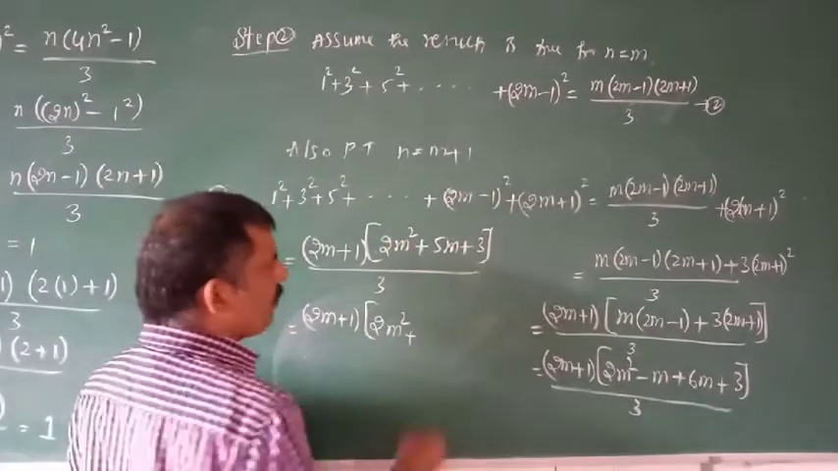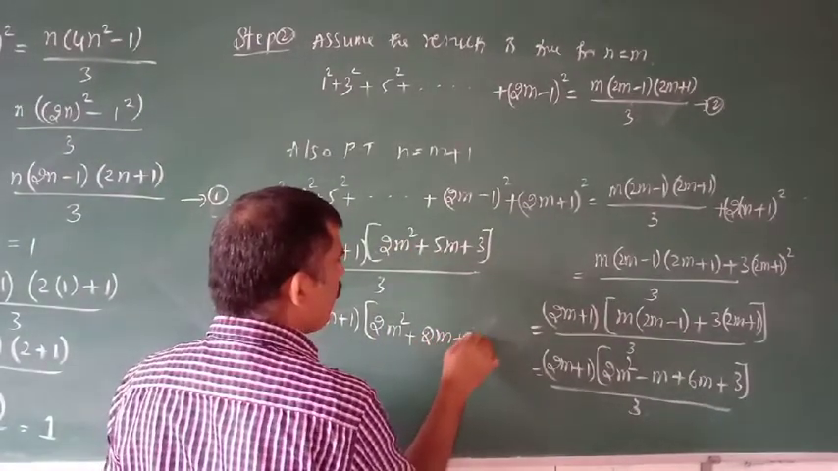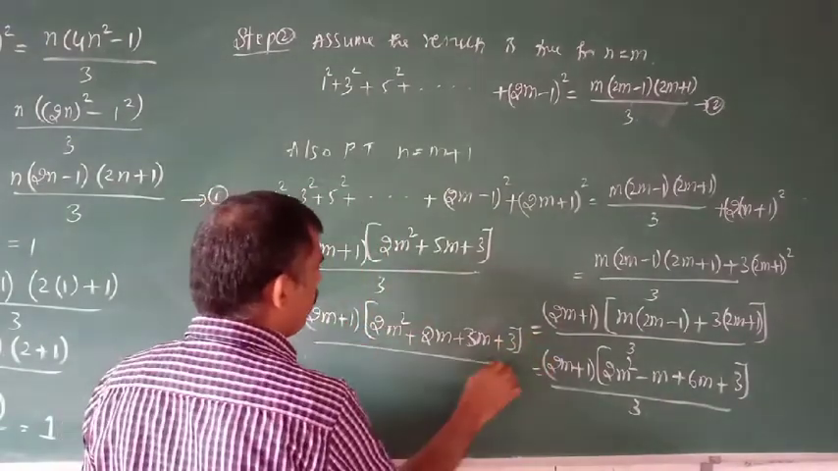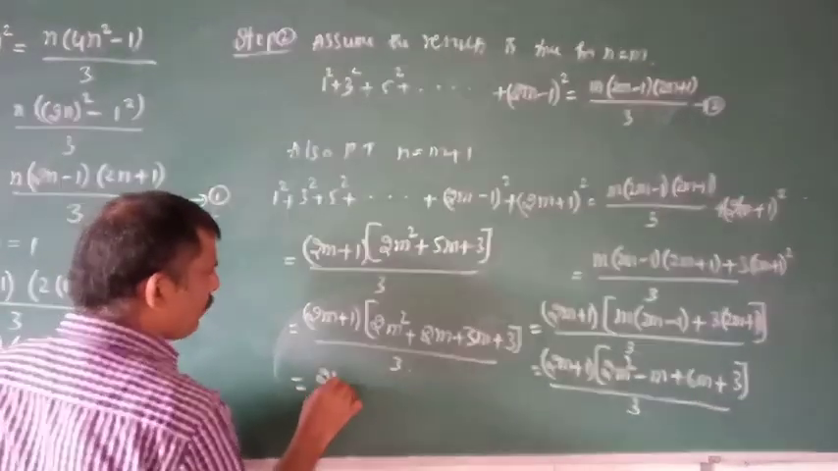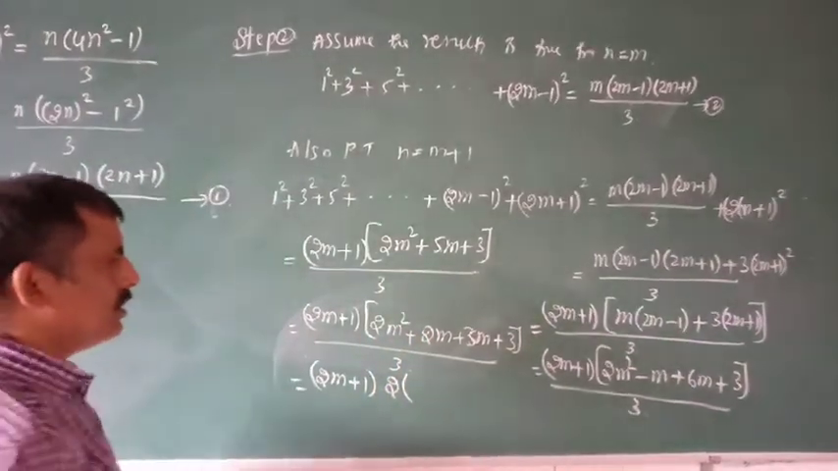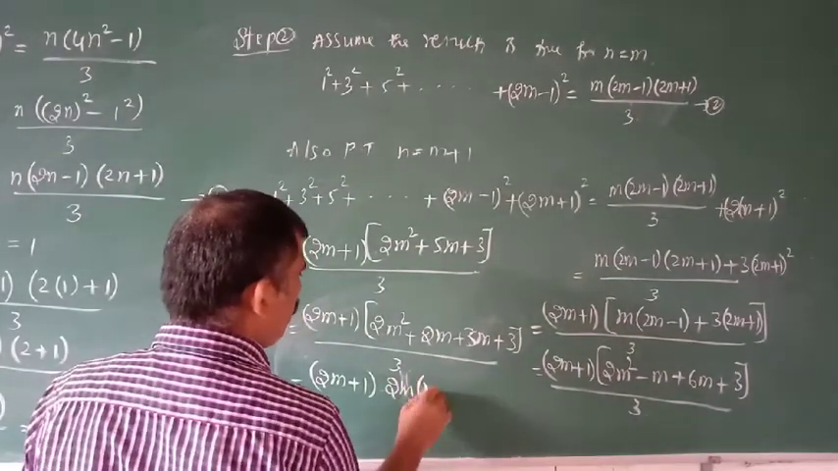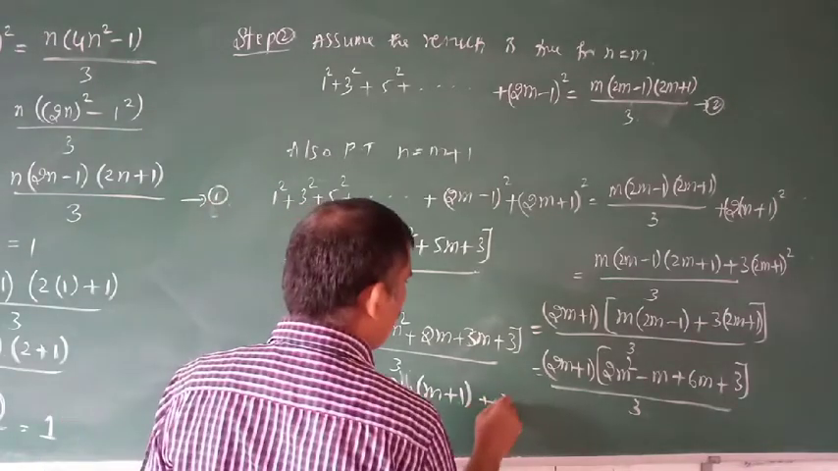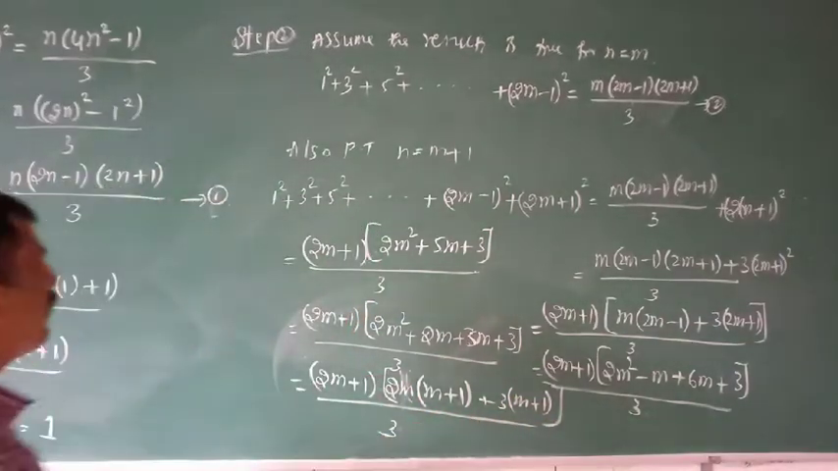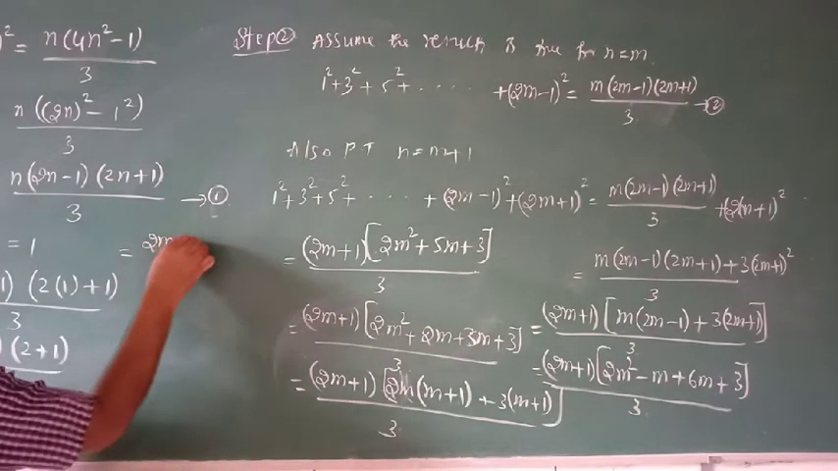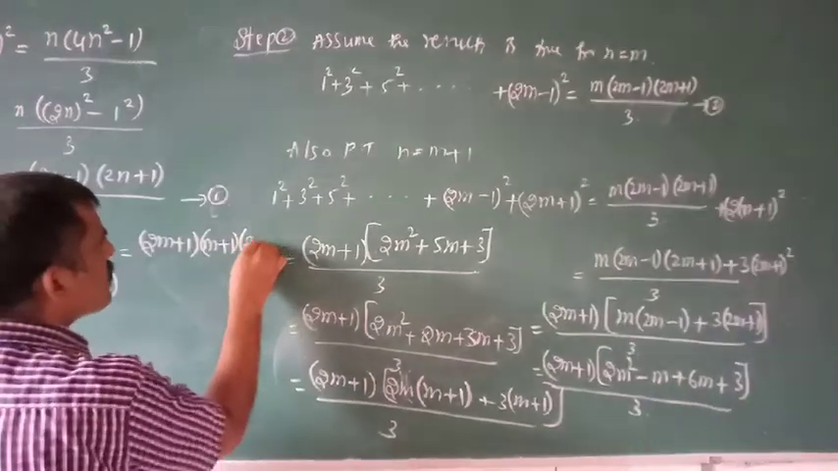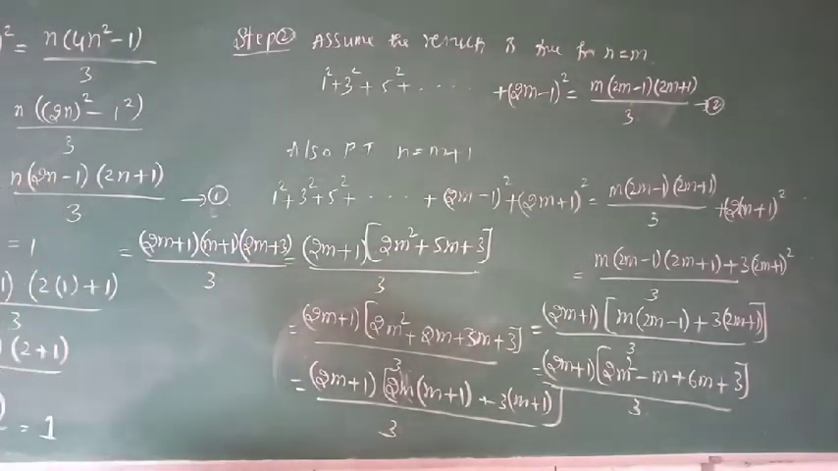Equal to 2m plus 1 into 2m square plus 5m plus 3 whole divided by 3. We need to split 5m as 2m plus 3m, since 3 into 2 is 6. So 2m square plus 2m plus 3m plus 3 divided by 3, equal to 2m plus 1 into 2m is common, m plus 1 plus 3 is common, m plus 1 whole divided by 3, equal to 2m plus 1 into m plus 1 is common, into 2m plus 3 whole divided by 3.